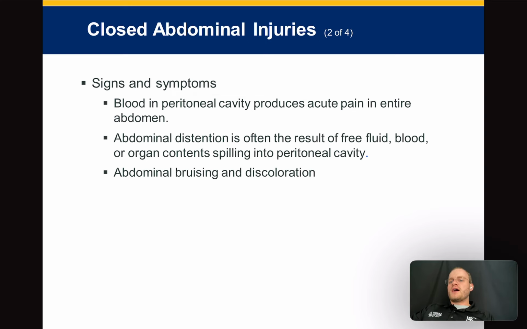And so what you'll see sometimes with these closed abdominal injuries is abdominal distension. What's distension? The abdomen gets distended. It gets big. It gets large. It's often the result of free fluid, blood, or air, or organ content spilling into the peritoneal cavity. So this is like a very extreme form of bloating, right? The abdomen gets very hard and distended, okay? And then you could, of course, get abdominal bruising and discoloration.